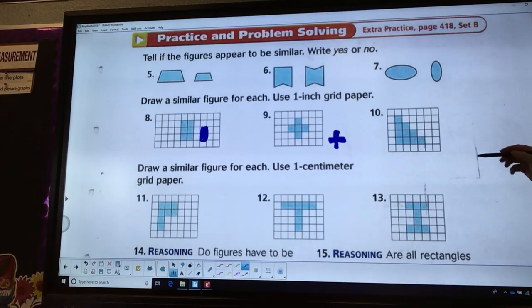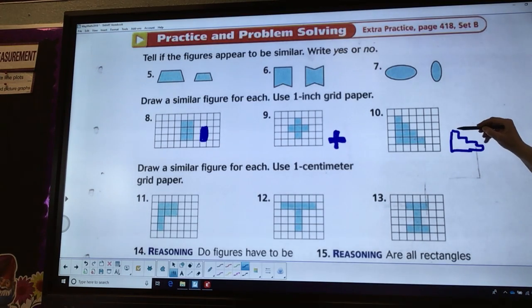And how about number 10? I've got some stair steps here, don't I? So as long as I draw my picture to look the same way, if I go on a smaller scale here and I do 1, 2, 3, 4, okay, and if I color that in, okay, it still has 4 stair steps, but it's not the same size, is it?